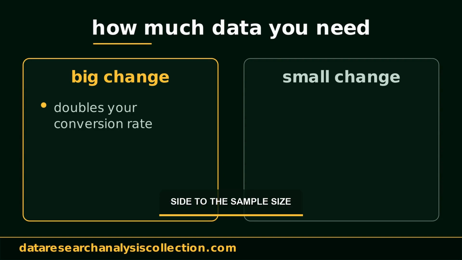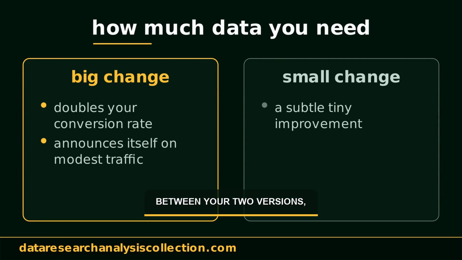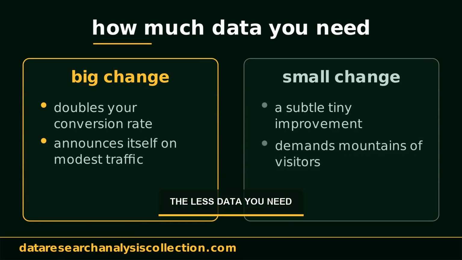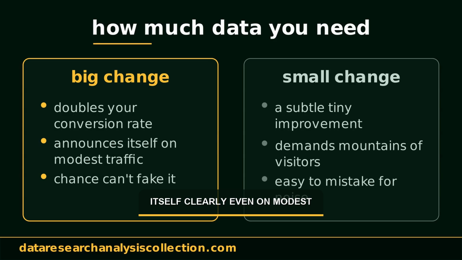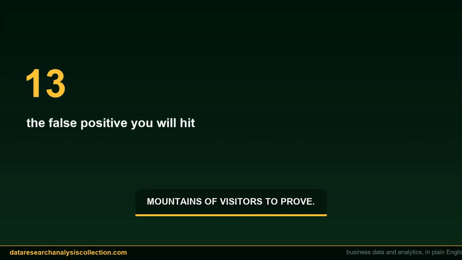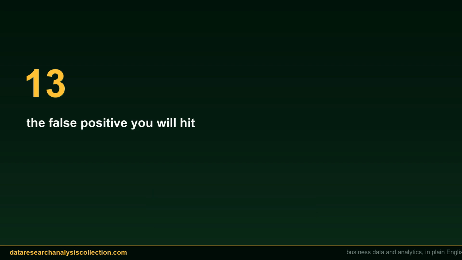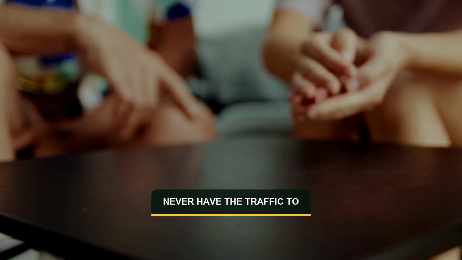Bigger effects need less data. There is a comforting flip side to the sample size problem. The larger the true difference between your two versions, the less data you need to be confident it is real. A change that doubles your conversion rate will announce itself clearly even on modest traffic, because chance struggles to fake a gap that big. It is the small subtle improvements that demand mountains of visitors to prove. So if a change is genuinely dramatic, do not agonize over tiny samples. And if a change is marginal, accept that you may simply never have the traffic to settle it.